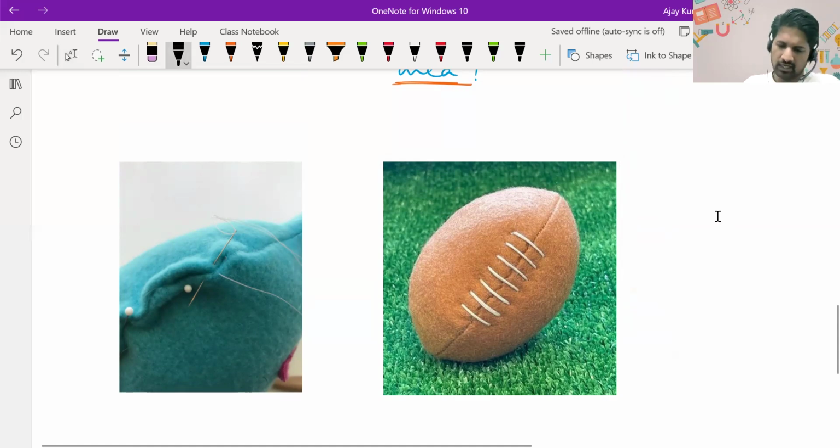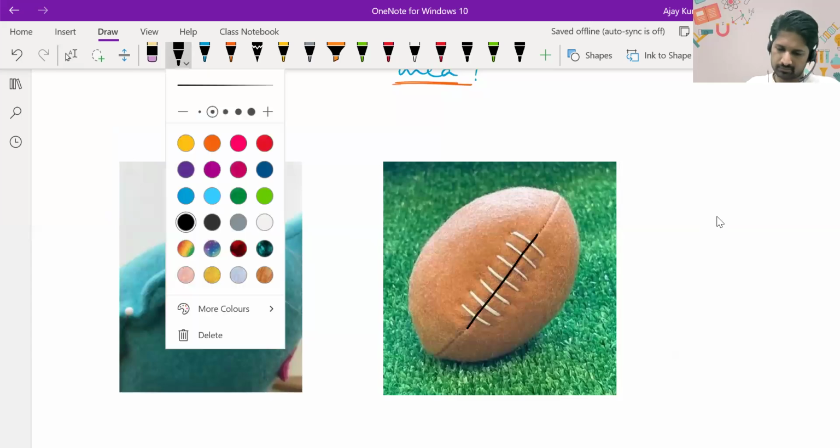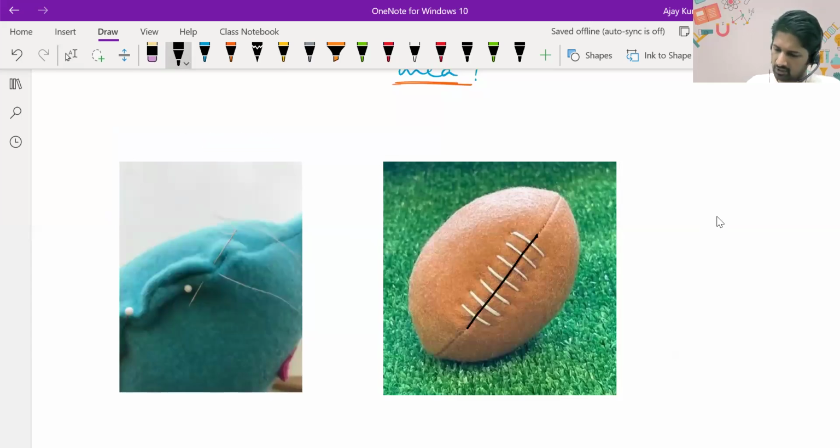What do you think will happen if we cut open these stitches? What will happen to the ball or the cloth covering the cotton? What will happen to the cloth is what I'm asking. If we cut these stitches, what will you observe?